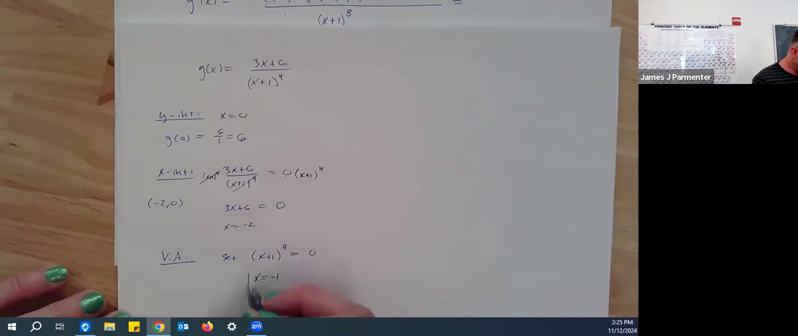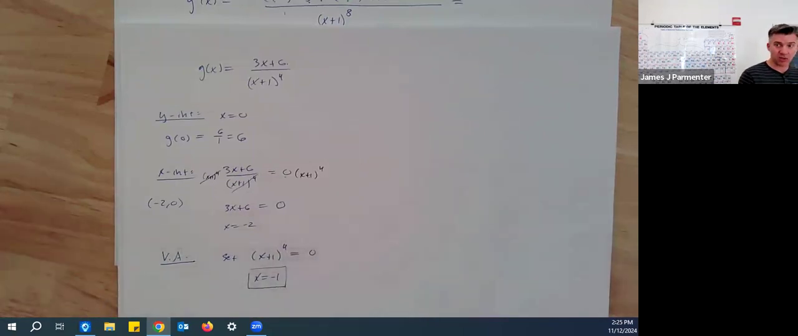That's a vertical asymptote. The function isn't defined there, so we can't really think about x equaling negative 1. Or we can, but there's no good answer to the question, what happens when x equals negative 1? The function is undefined at that point.